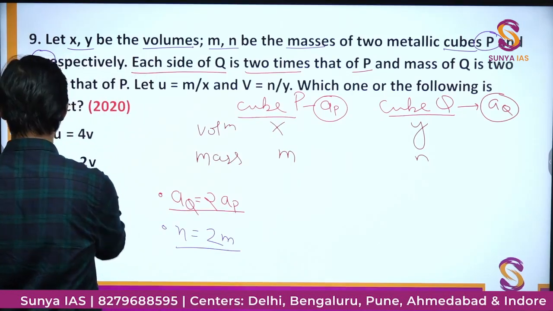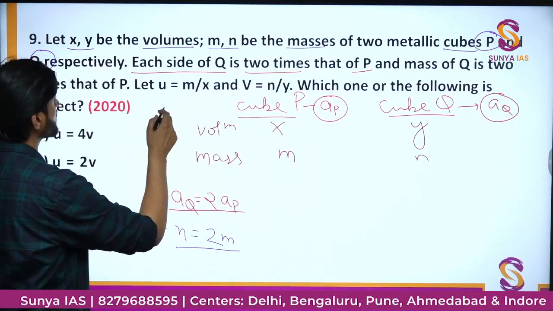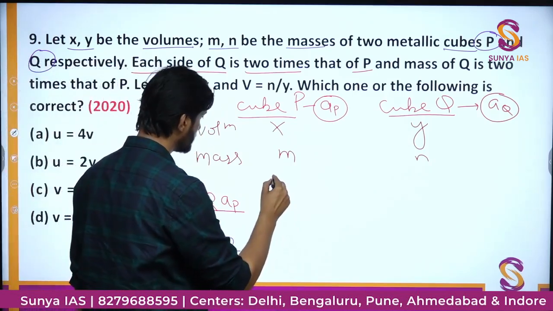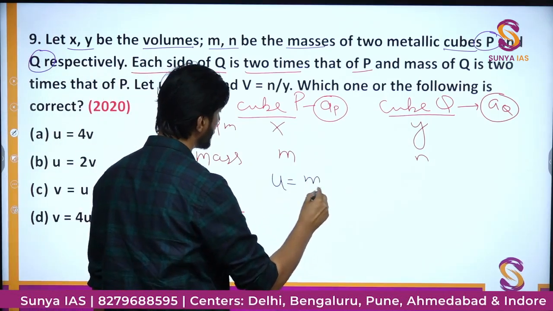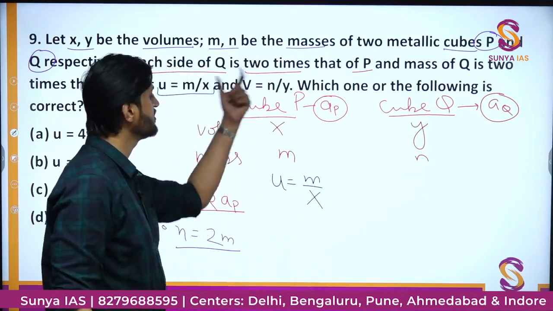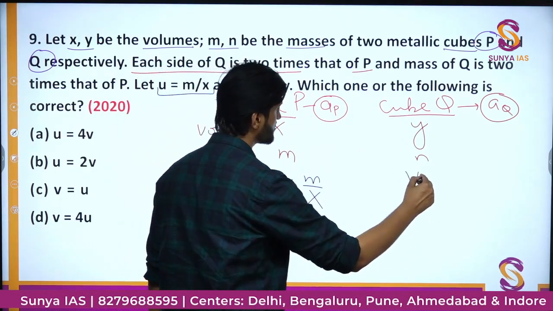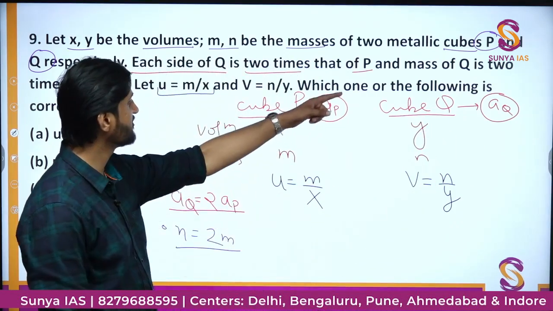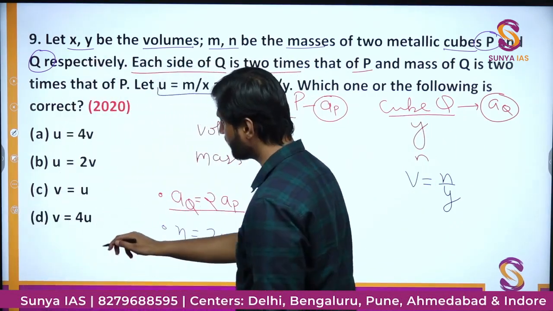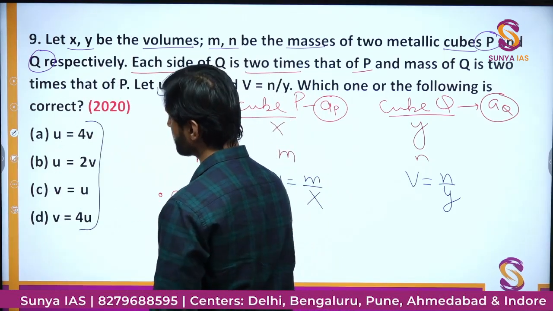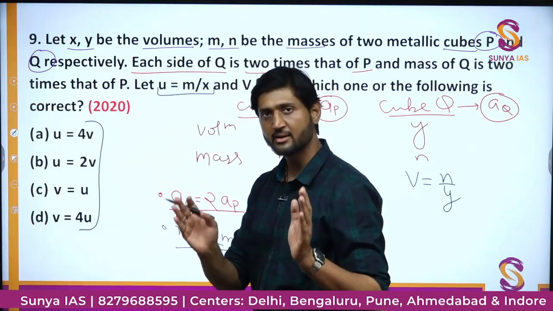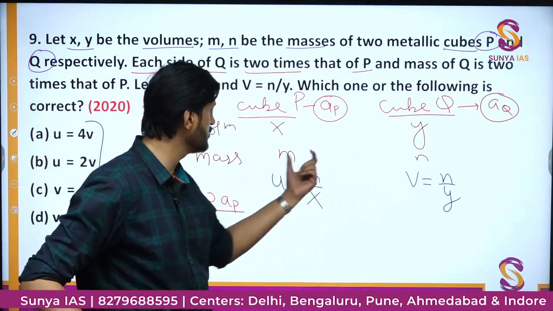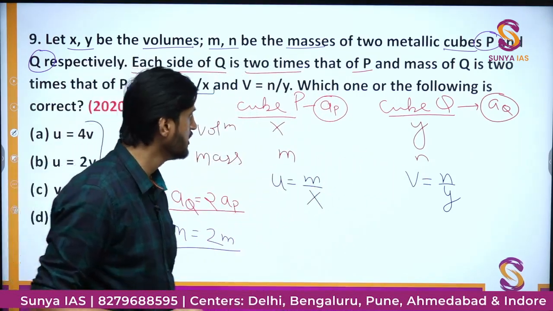Finally it says that let U is equal to M by X. So we have a quantity U which is nothing but M by X, and we have one more quantity V which is nothing but N by Y. Okay. So which one of the following is correct? So here there are 4 options which are telling the relationship between U and V. So ultimately in this question what we have to do is to just tell the relation between this U and this V.